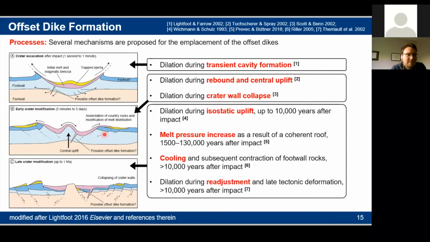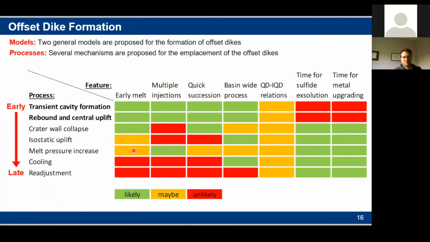And other authors link the dike formation to post-impact cratering stages, such as isostatic uplift, melt pressure increase, cooling, and readjustment. And these happen on a timescale of thousands to 100,000s of years after the impact. So overall, there are two general formation models and several processes which could explain the injection of the dikes. And of course, these processes have to explain the field characteristics we see.